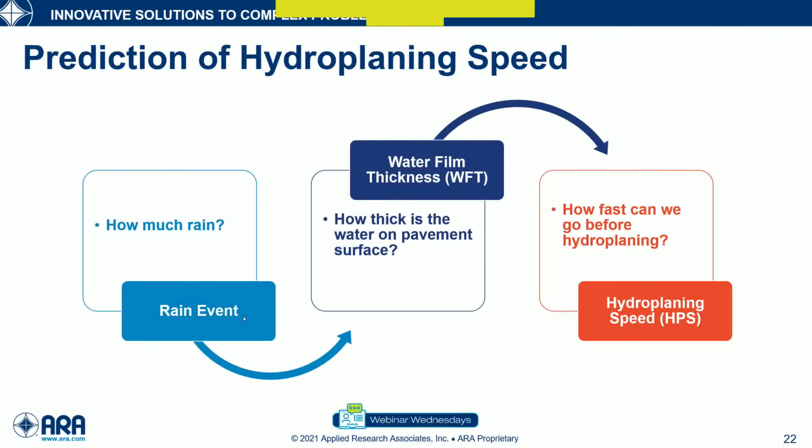And remember when I told you the definition of hydroplaning, we have the moving tire and there is a water film in between the tire and the pavement surface. This is the model that we use to estimate how thick is that water on the pavement surface. And then the predicted water film thickness is used in turn to calculate the hydroplaning speed, which is pretty much how fast can we go before we start experiencing hydroplaning.